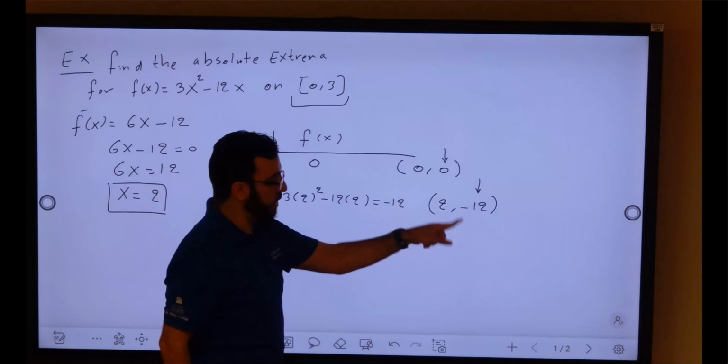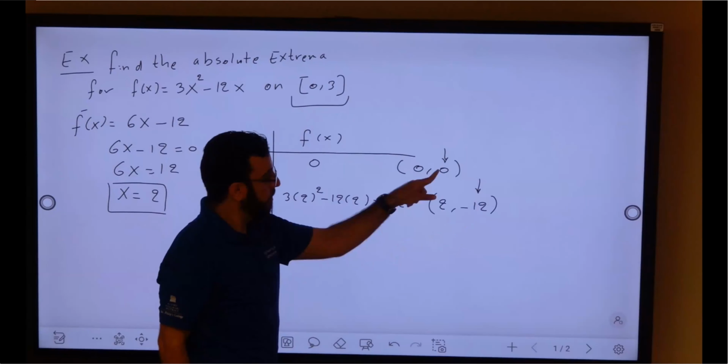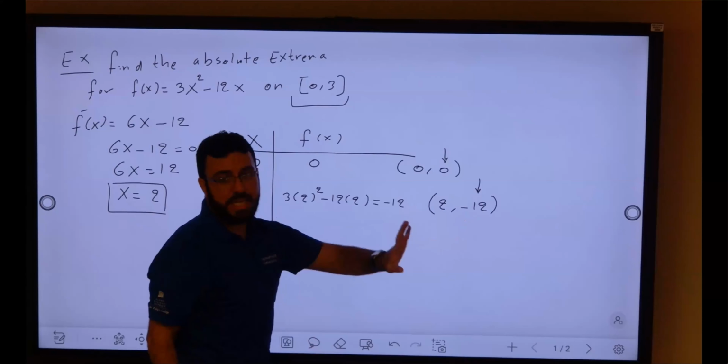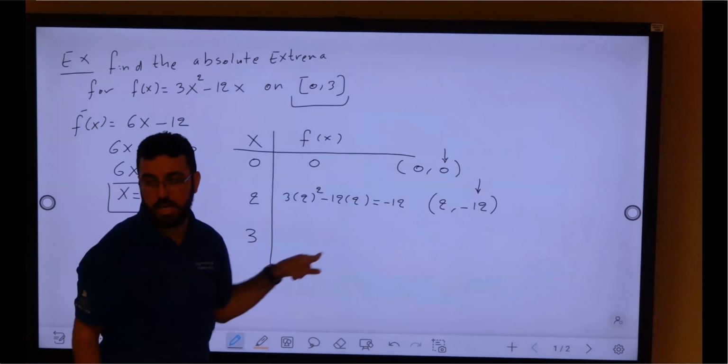Which one now, with these 2 points, is the max? Which one is the minimum? Zero is the maximum and negative 12, this one, is the minimum. But I can't tell if it's an absolute max or absolute minimum until I find the third point.